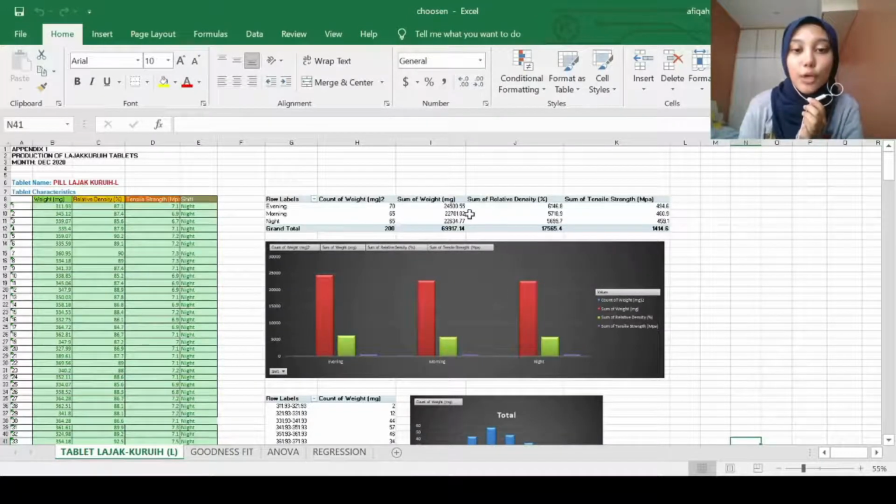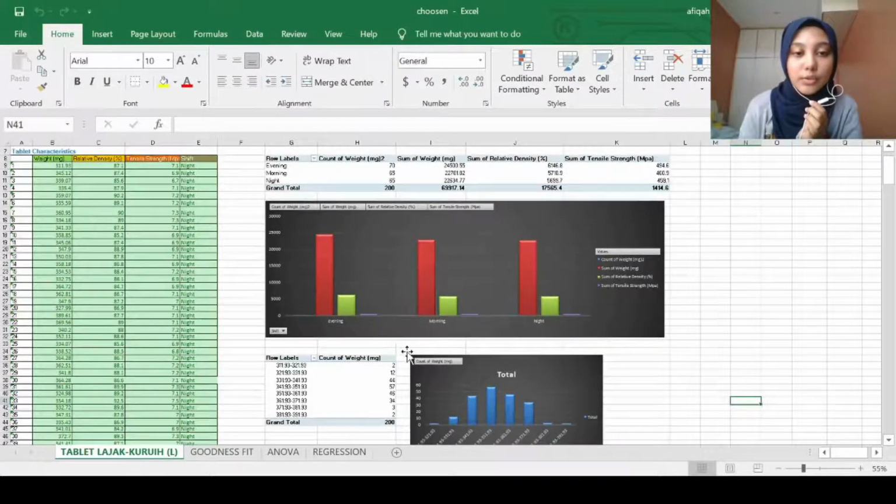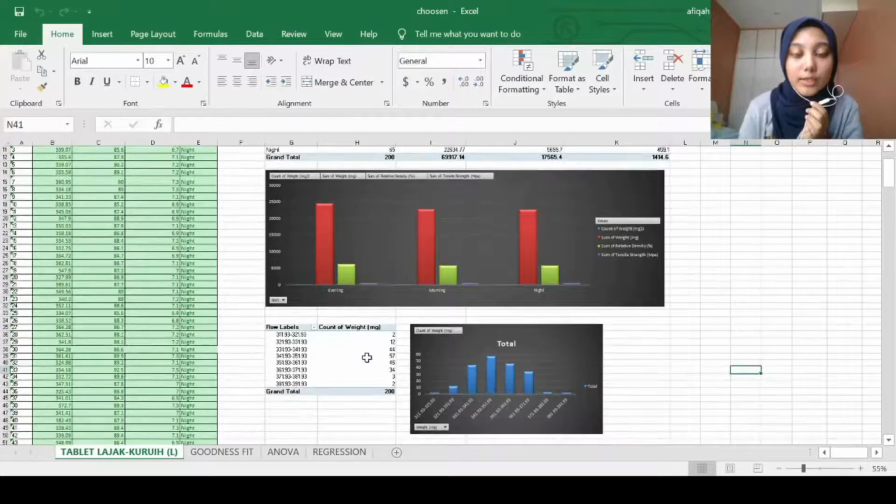From this table, we can know that the highest sum of weight is in the evening, the highest relative density is in the evening as well, and the highest tensile strength is in the evening as well. From this table, we can simulate the graph as shown here, which is the shift versus the values of the characteristic. This table we can read through the short notes, so that we can refer to which characteristic and which shift.